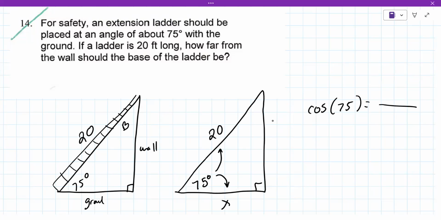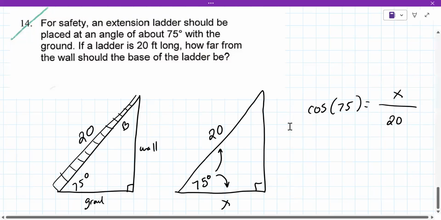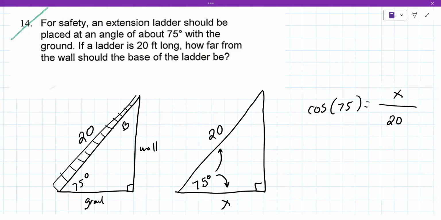X on top and 20 on the bottom. Okay, very good. And I'd like you to solve this like we did in the last problem. So you've got to clear that fraction, please.